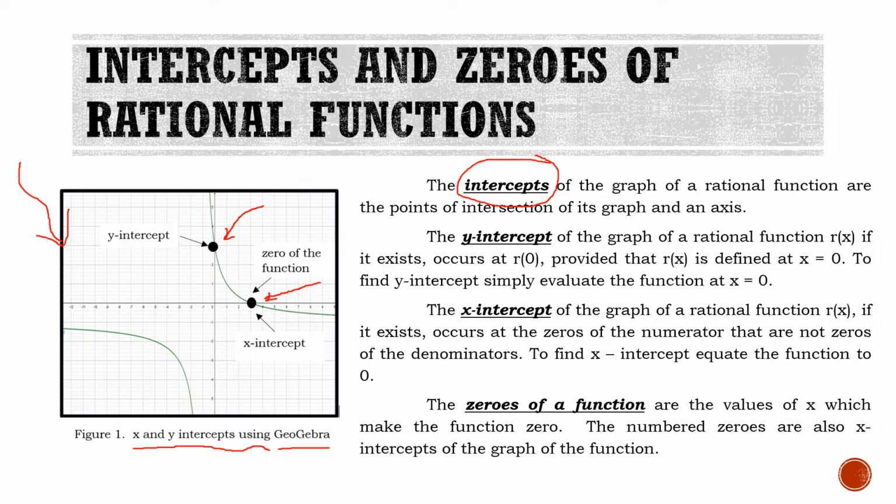So, in simple words, the y-intercept of the graph of a rational function r of x, we simply use r of x to represent your function, if it exists, occurs at x equal to 0, or r of 0, I mean. So provided that r of x is defined at x equal to 0.